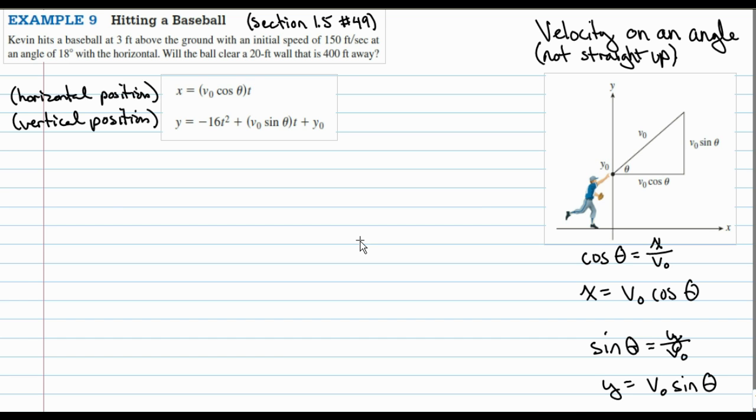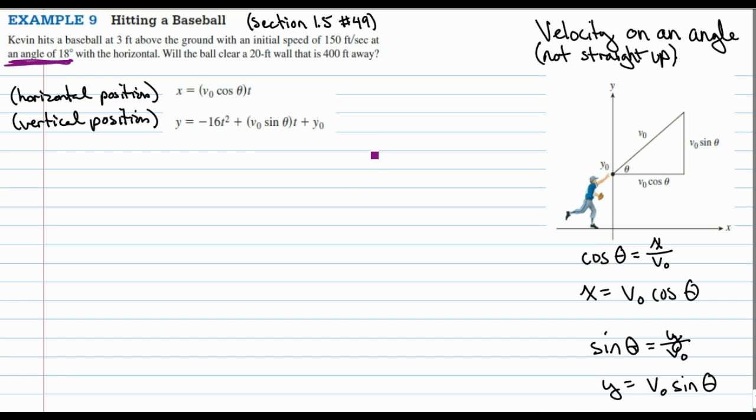First of all, Kevin hits this baseball at 3 feet above the ground with an initial speed of 150 feet per second at an angle of 18 degrees. That's how you know there's going to be both a vertical and a horizontal change. Every problem up until now where we have talked about vertical free fall has only had a vertical change. Now this one is going to be throwing a ball with horizontal change. We're not only looking at its height, we're also looking at its distance.